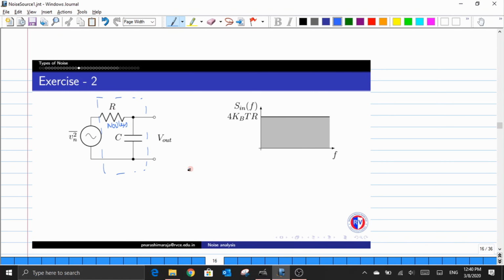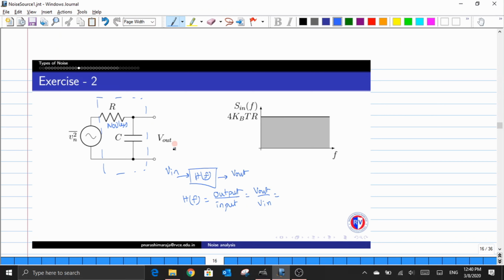Now again, we have a system or a network where the input is a voltage term, which is V, and the output is also expected to be a voltage. So the transfer function H of S would then be written as the output component divided by the input component, and in our case it is V out by V in.